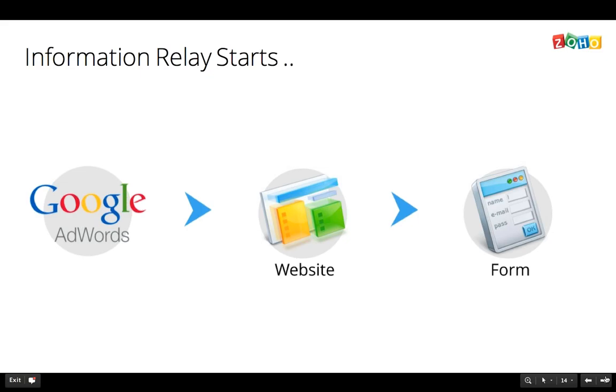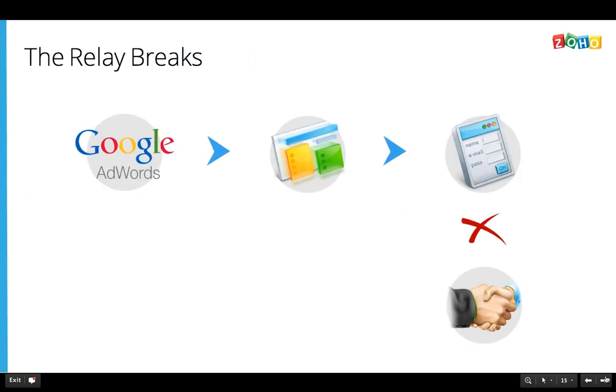When he comes to the website or to the form, we expect him to give us some information and get added to the CRM system. So typically it's a form that the person fills up, and then the information gets passed to the CRM system. But does it really pass all the information? It does not. There is a break in the relay of information from the landing page to the CRM system.